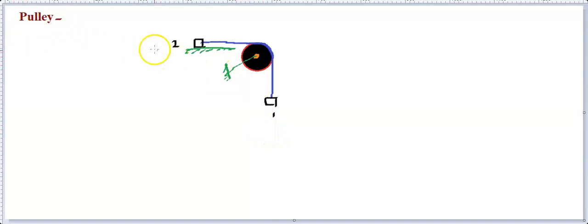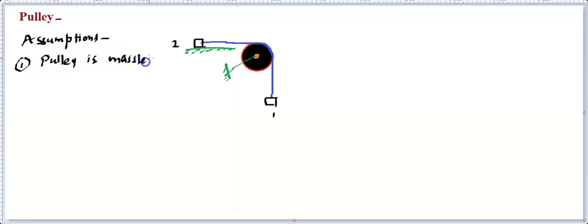So what assumptions does this pulley have that we need to keep in mind? Let me write these assumptions again. Until and unless the question says anything else, you will find these assumptions. The first assumption is that we will consider it to be massless. So the pulley is considered to be massless. That means its mass is ignored unless it is asked for. Secondly, we will consider that it is fixed, and this rotation is perfectly smooth.